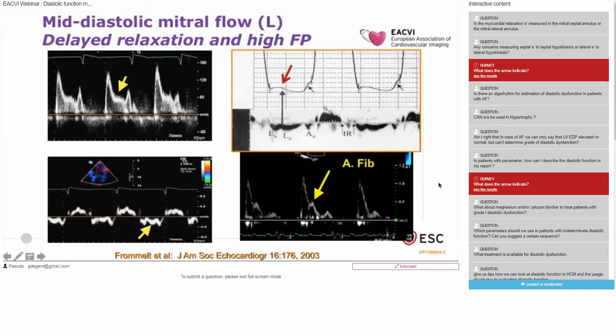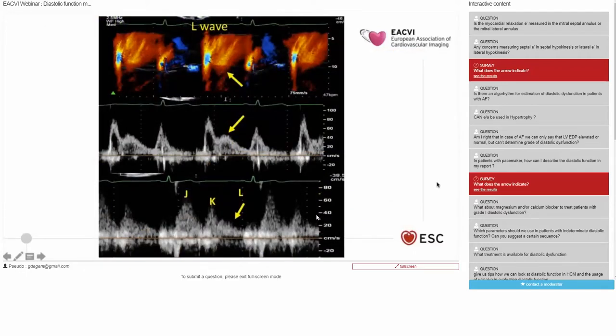So this is a really beautiful image of the L wave, color M-mode showing the mid-diastolic flow. This is the L wave of the mitral inflow, and this is a pulmonary vein L wave. The reason for the name L wave is that they used to call the pulmonary vein systolic velocity J and the diastolic velocity K, and the letter after that is L, so they came up with L wave. Whenever you see an L wave of more than 40 centimeters per second, most likely it will be grade 2 or grade 3 diastolic dysfunction.